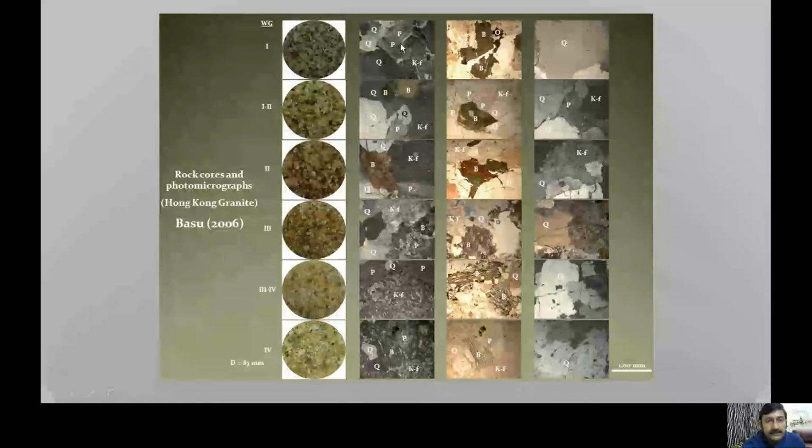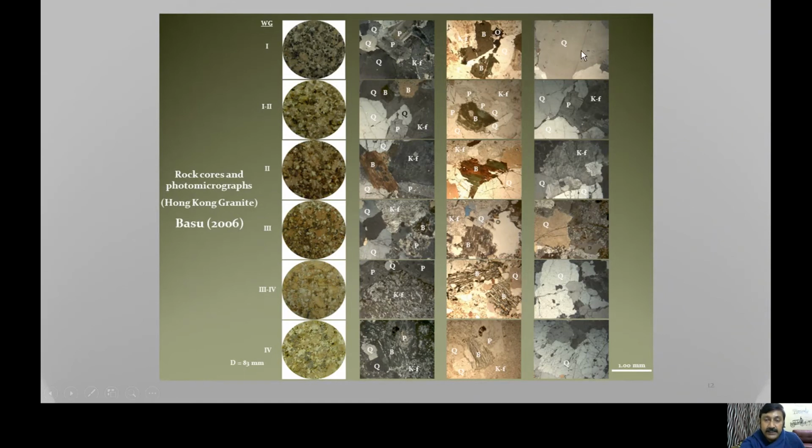First, this particular column shows the general view of the thin sections. The second column is focusing on the changes of the biotite grain as the weathering intensifies. The biotite is becoming more and more chloritized, as you can see here. And when the grade is very high, only biotite grain skeletons are present.